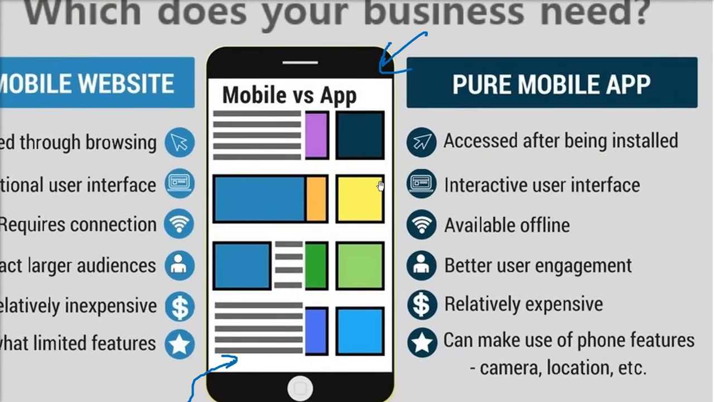But when we talk about a pure mobile app, this is accessed after being installed. For example, Zomato, for example, Food Panda, or any other, in your country.